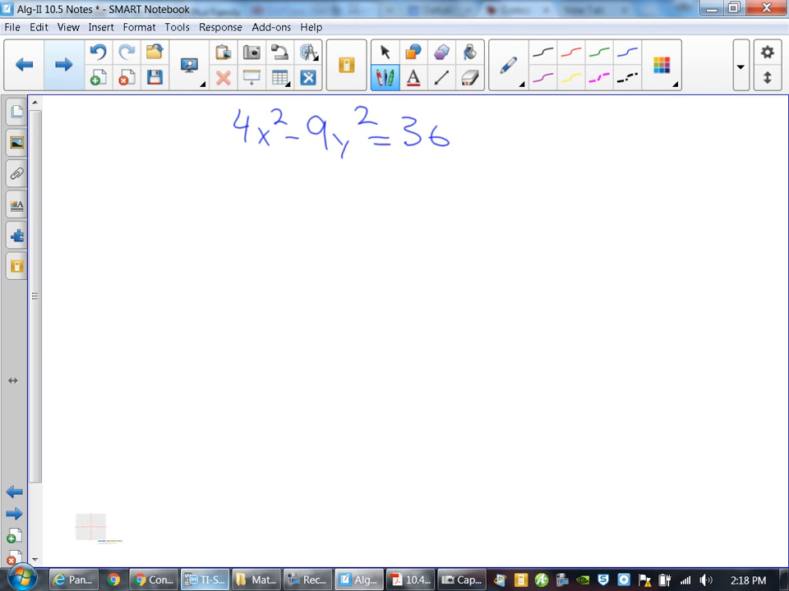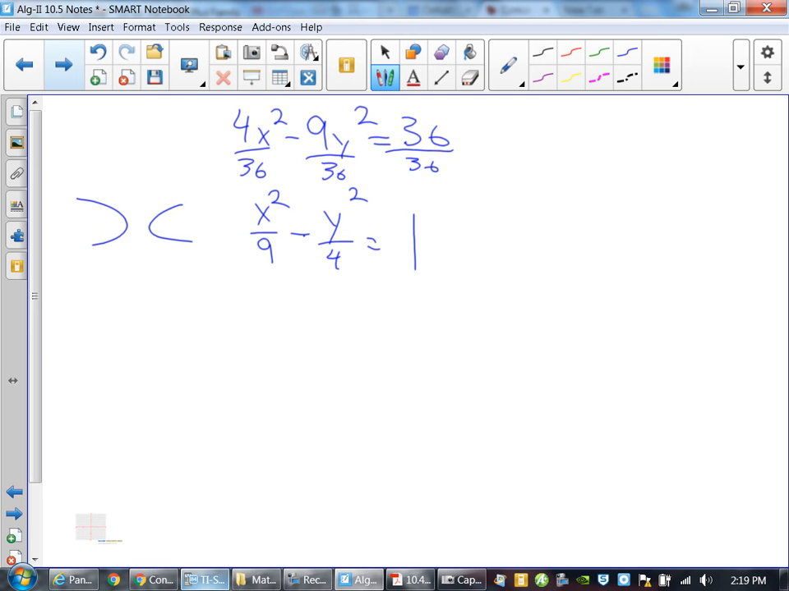What do you think your first step is going to be? Divide everything by 36. Good. If I divide everything by 36, now which one came first, x squared or y squared? X squared. So is this a left-right or an up-and-down? Left, right. Again, just draw that off to the side so you know which way to go. It's a little extra thing to throw in there that does not hurt you whatsoever.